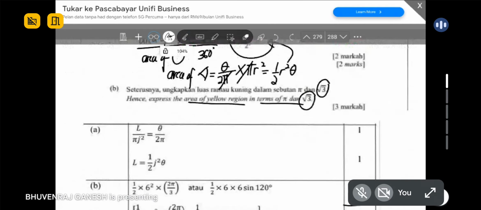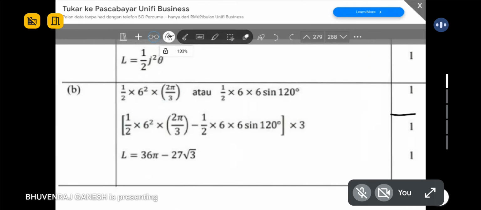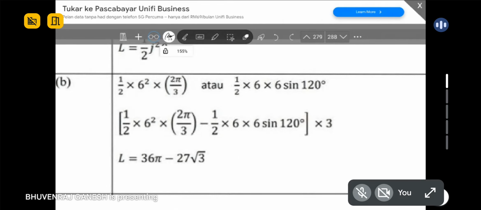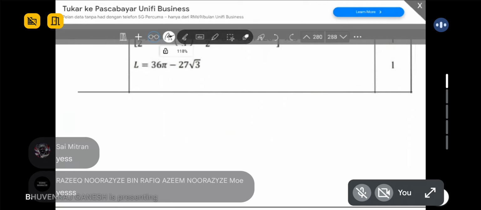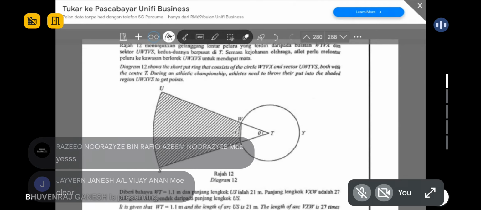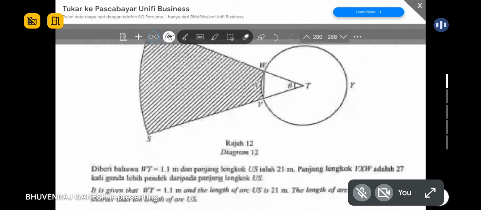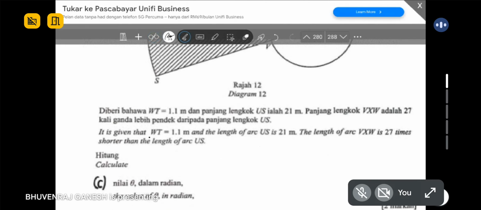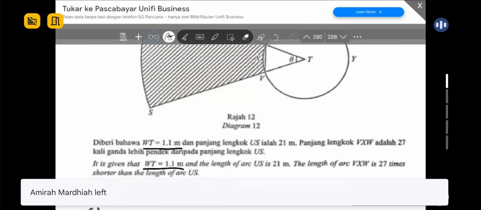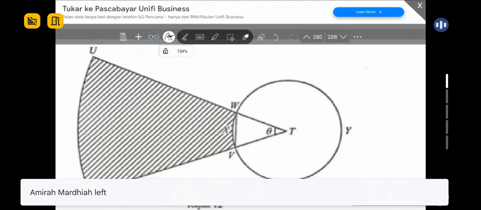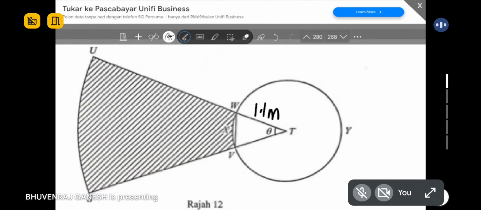Its answer. Okay? Are you guys clear? All of you? How to get the answer? All good? This question? Okay, next one. Still circular measure, guys. This is the second part. For this one, they tell you WT is 1.1 meter. So you label 1.1 meter.